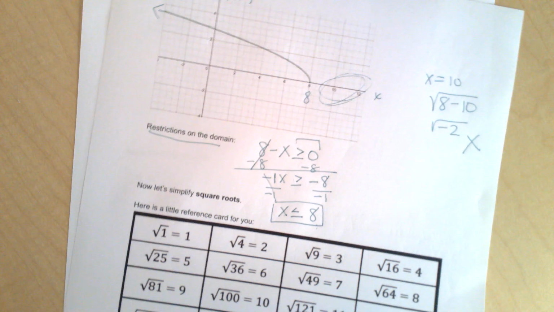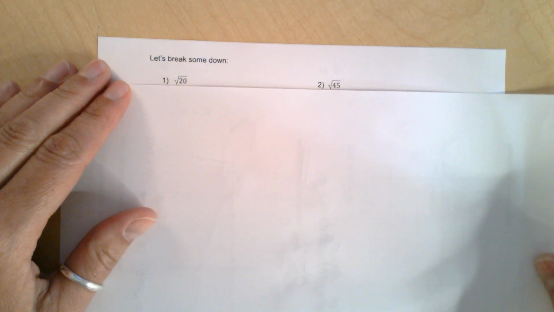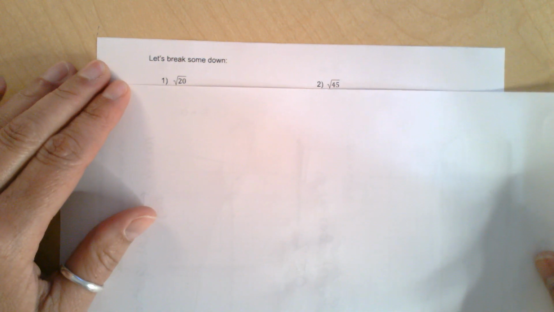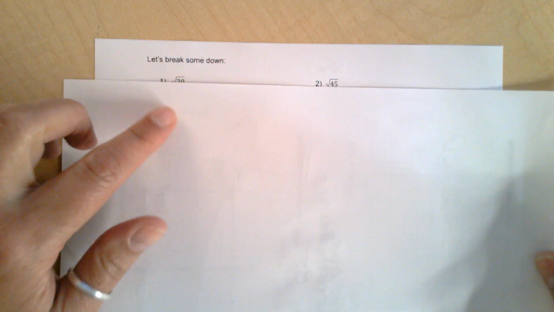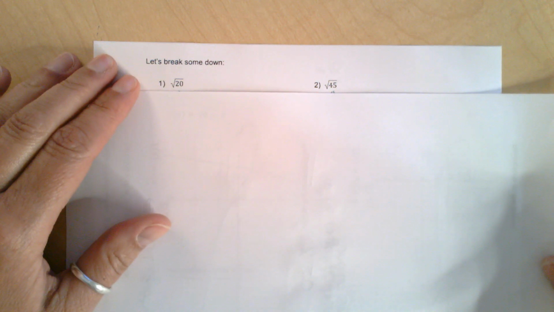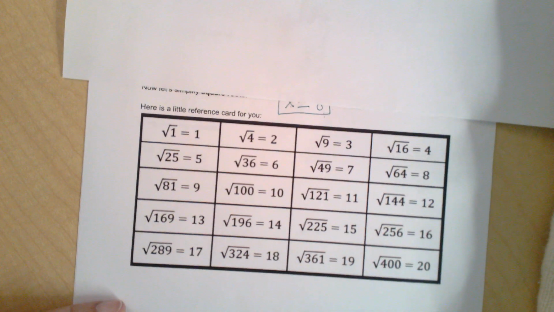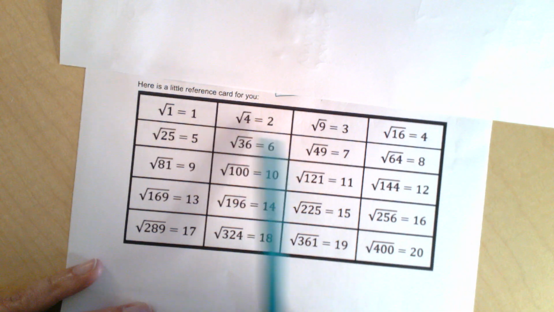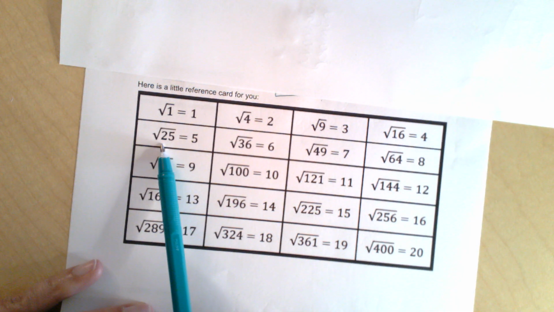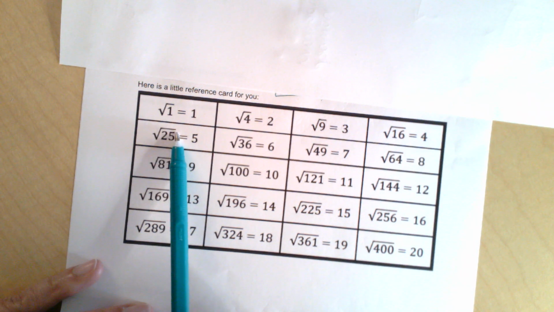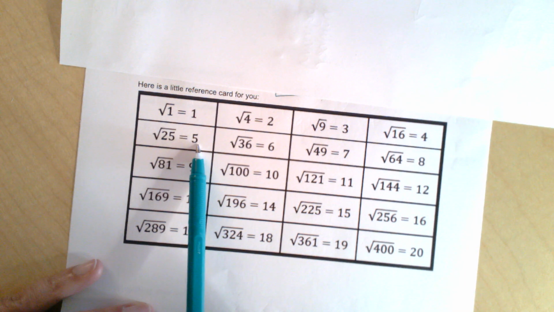And I'm actually going to get a piece of paper here. So we're going to break some down. Here we have the square root of 20 and the square root of 45. Let's take care of the square root of 20 first. If we look on this sheet, we don't have the square root of 20 here. So the square root of 20 is not a perfect square. If we had the square root of 25, you would just say it was 5.